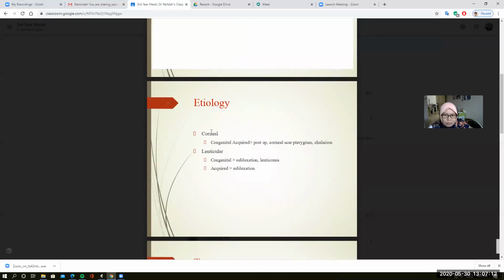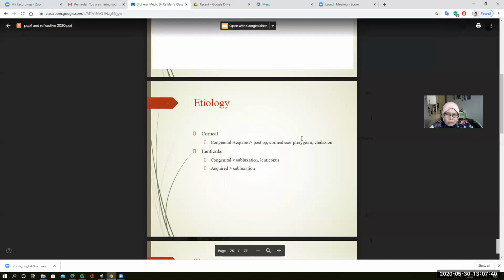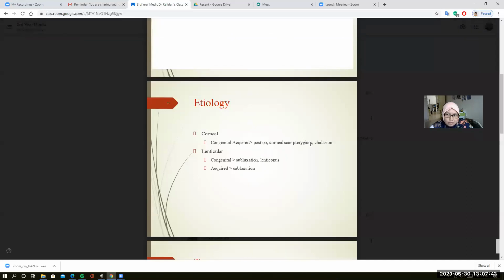Okay, it can be because of corneal irregularity. This one can be either congenital or acquired. Congenital, you were born with astigmatism, you were born with irregular cornea, or acquired because of post-operative, probably there are stitches on the cornea. Of course, it will cause some distortion, corneal scarring, pterygium, chalazion. Okay, it all gives some dents on the cornea. So therefore, the focusing is breaking.